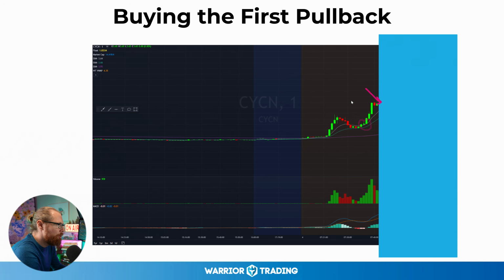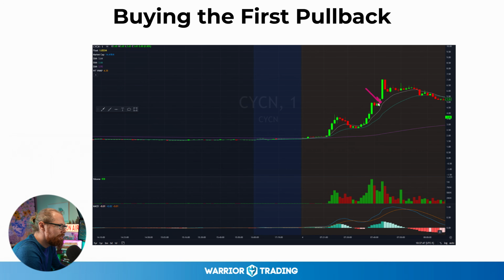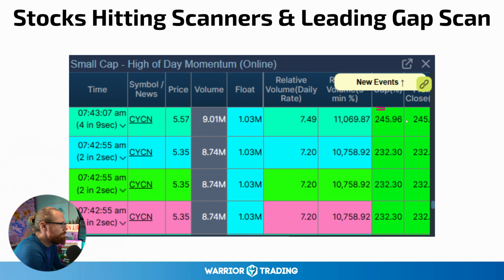So this is the first pullback following that fresh move, and this goes from 450 to 7. In fact, that's maybe, arguably, an even cleaner setup because it was very easy to understand, your risk was manageable. So this is a setup that I just love to trade.